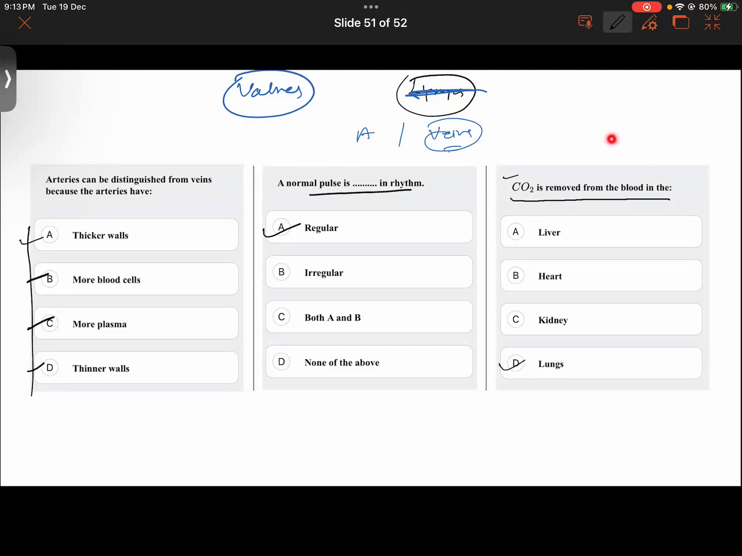You guys remember? So the heart had the tricuspid valve, the pulmonary valve, the mitral valve, and the aortic valve was also there, right? Okay, then I hope it is clear to everyone.